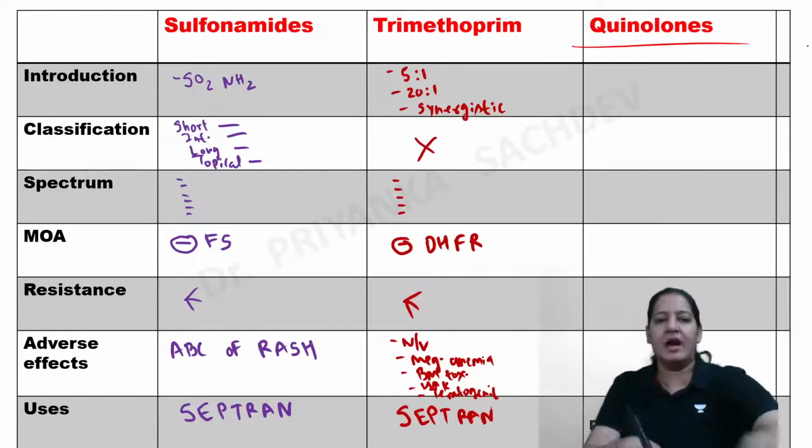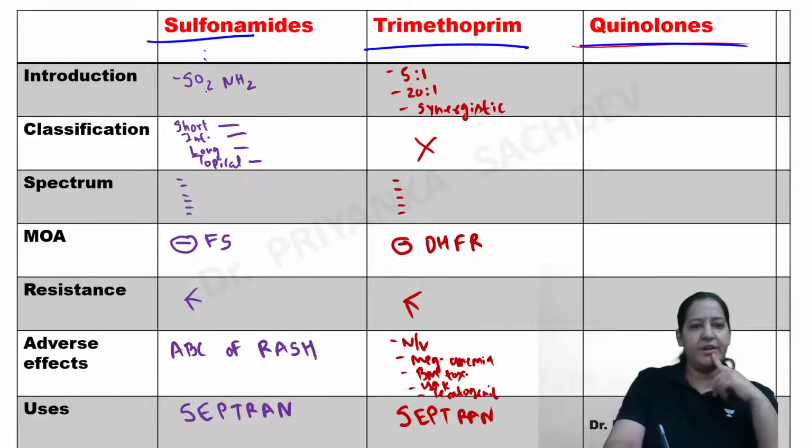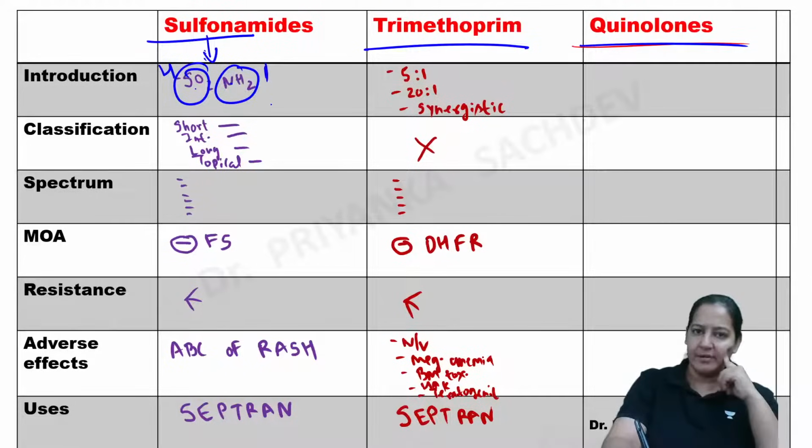So the first 2 chapters done are sulfonamide and trimethoprim, right? Then I will start the third chapter, quinolone. So tell me the introduction. In the sulfonamide, write the introduction. Why is it known as sulfonamide? It has a sulfone and an amide group. In the benzene, the sulfone group is on carbon 4 and the amide group is on carbon 1, right?